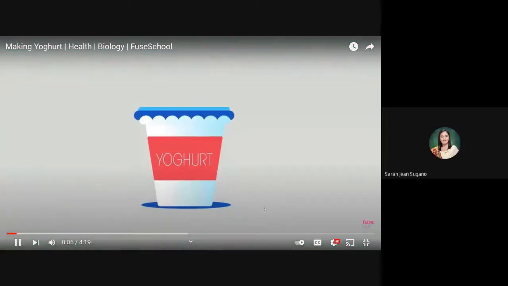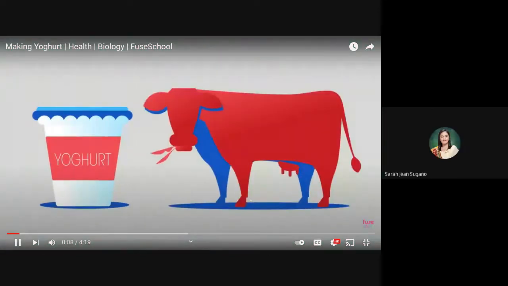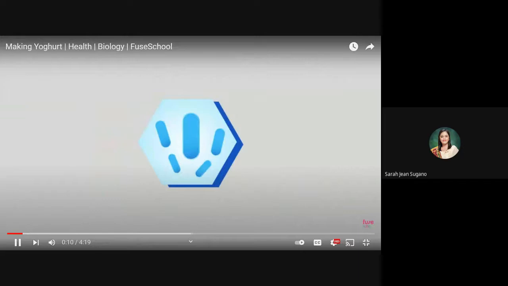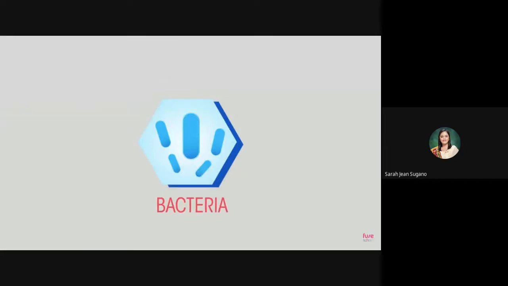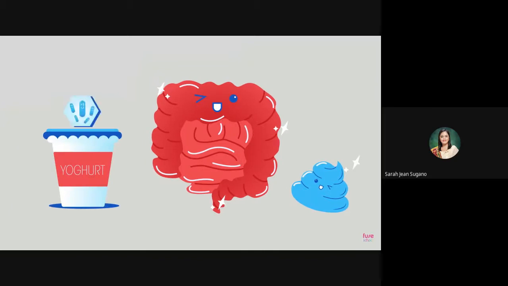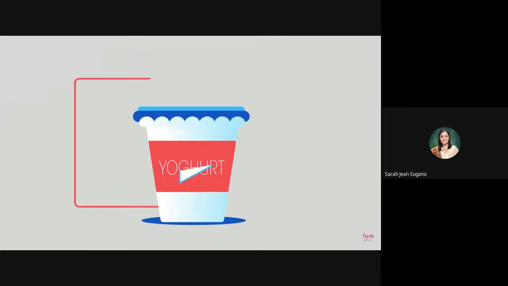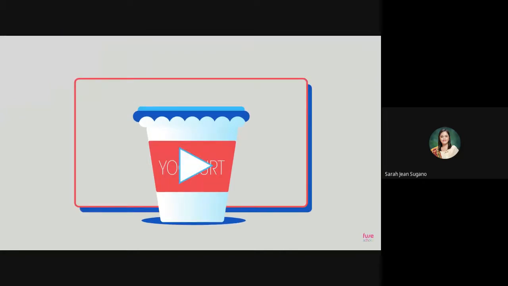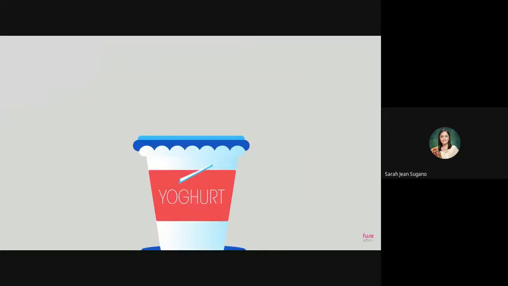I'm sure you know that yogurt comes from milk, but did you know that bacteria are also a key ingredient? Yes, bacteria, but don't worry, these are good bacteria and are often called probiotics. Your gut has thousands of types of bacteria happily living inside, whose job it is to aid digestion. Yogurt is thought to be a good vehicle to bring more of these good bacteria in. So in this video, we're going to learn a bit more about how yogurt is made. First, we need milk.